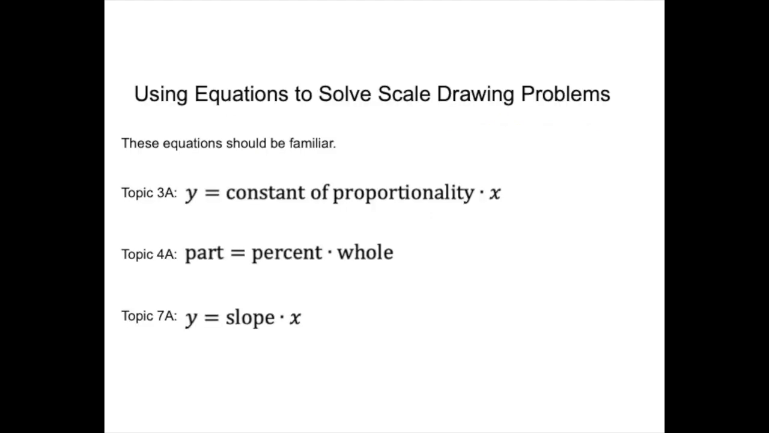These equations should seem familiar to you. They have the same basic structure. In topic 3a, we talked about a constant of proportionality. In topic 4, we multiplied the percent times the original price to get the tax or the discount. And in topic 7a, we multiplied the slope times the x value to get our y values.